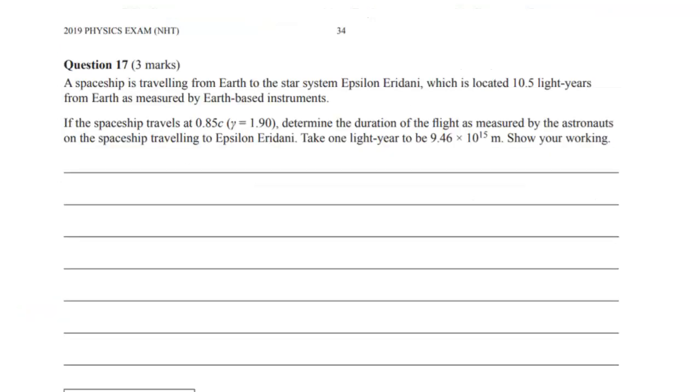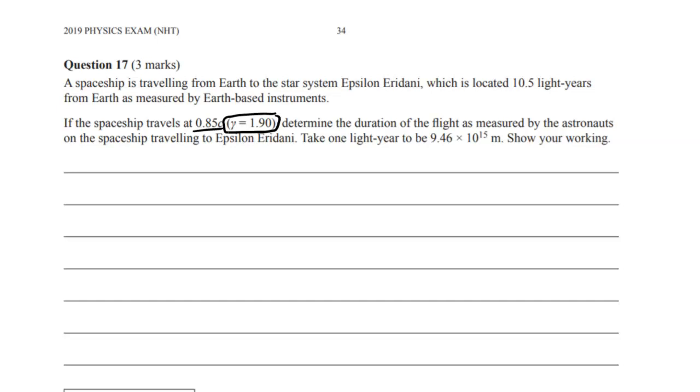Something really important to know in the next question is that light years is not a measure of time. Light years are a measure of length. A light year is defined as the distance travelled by light in 1 year. So when we say we've got a spaceship travelling from Earth to a star system, it's located 10.5 light years from Earth, that is a distance measurement here. If the spacecraft travels at 0.85 c, very kindly they've told us the value of gamma again. We've also got that velocity if we need it.